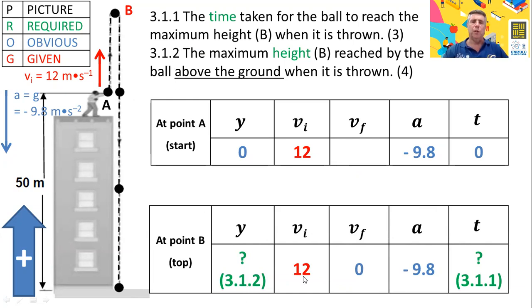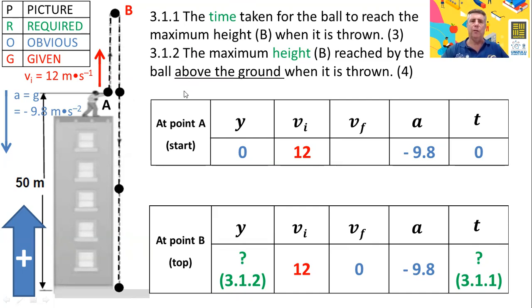Initial velocity is 12 upwards. Final velocity is 0 because that's at the top of the rise. And please remember on your points to note at the bottom, that's point number 4, that velocity will be 0 at the highest point. Acceleration is minus 9.8. Both of those are obvious facts which are not directly stated. So you need to look out for the obvious. And then what is the time taken from A to B? Well, we don't know. In fact, that's what question 3.1.1 is asking.